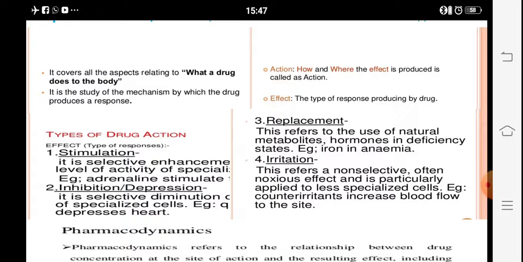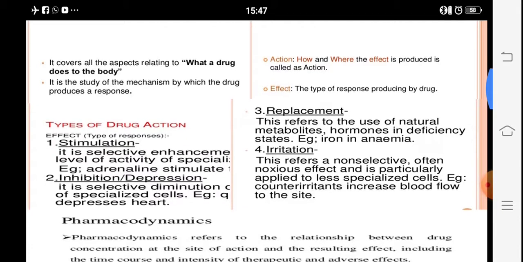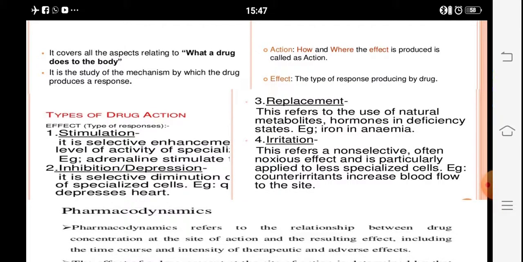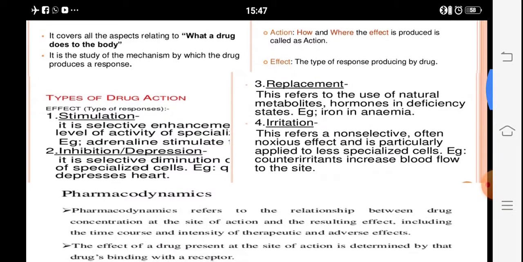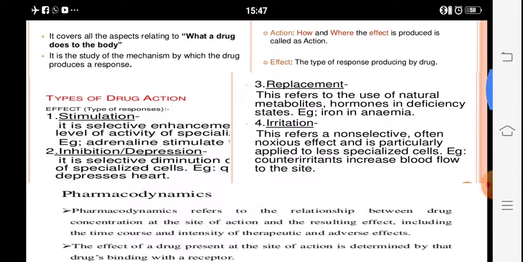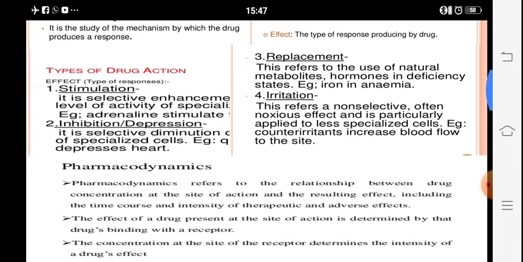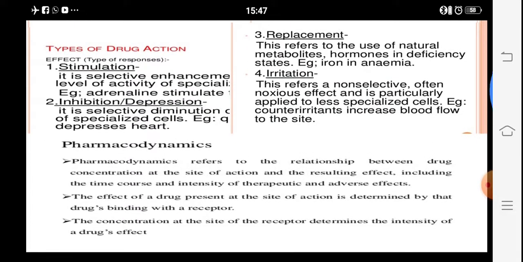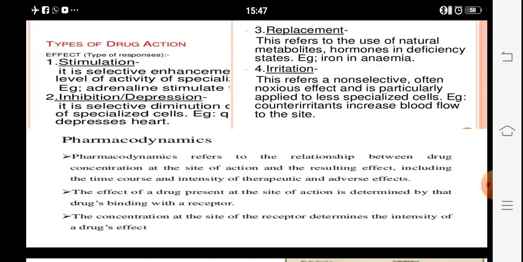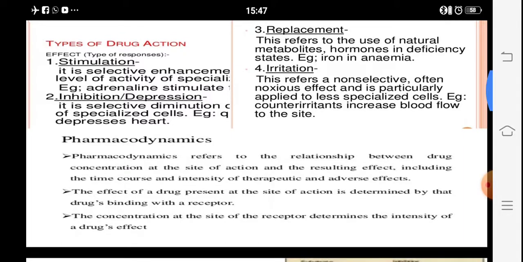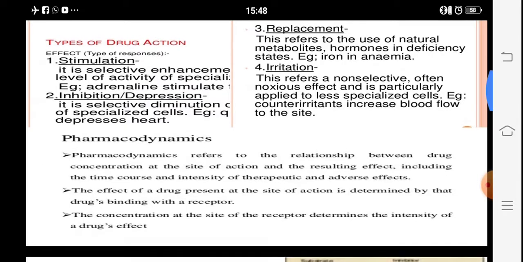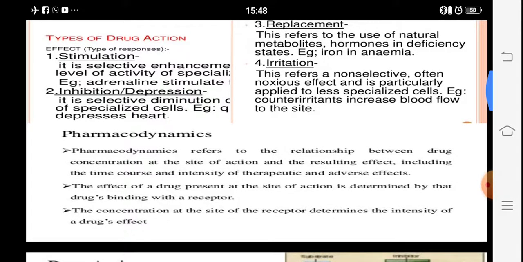So what a drug does to the body? It is the study of the mechanism by which the drug produces a response. It is generally called pharmacology. Then what is stimulation? What are the actions of the drug? So stimulation is the enhancement of the activity of the specialized part. For example, adrenaline stimulates part of the nervous system.